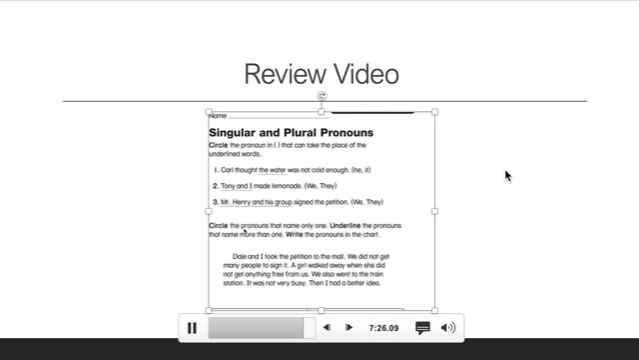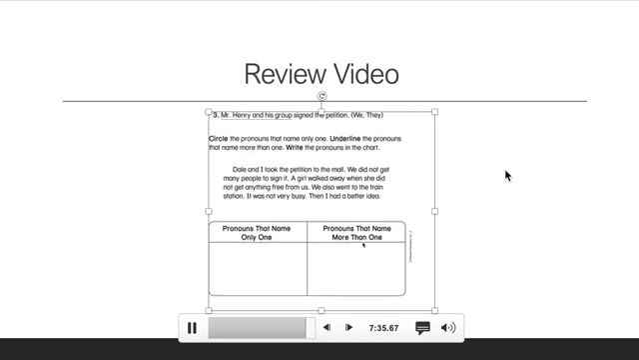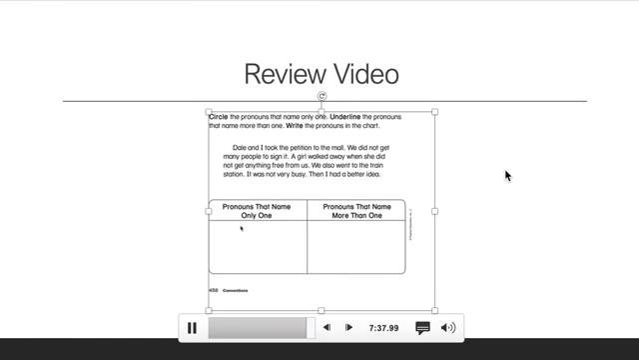Then you're going to circle the pronouns that name only one. Underline the pronouns that name more than one. And write the pronouns on the chart. So you're going to circle the pronouns that name only one and underline the pronouns that name more than one. And then the pronouns that name only one go in here. And the pronouns that name more than one go here. And that completes your review for the day.